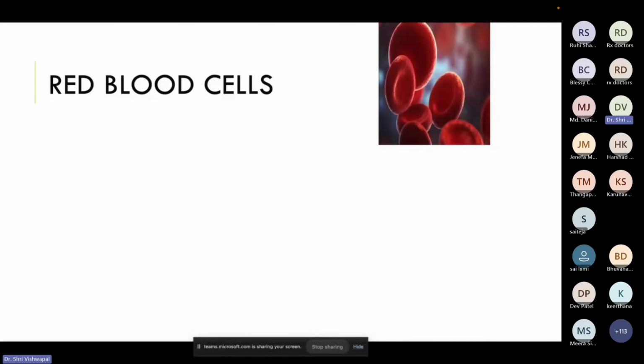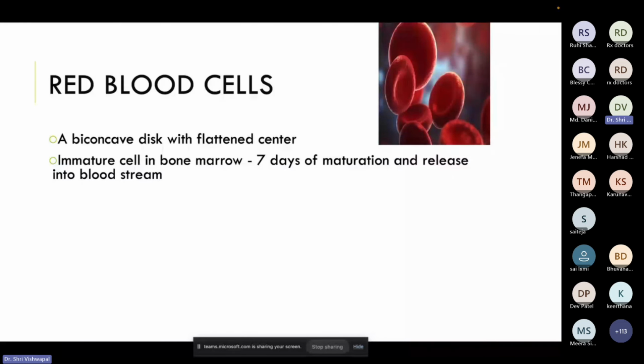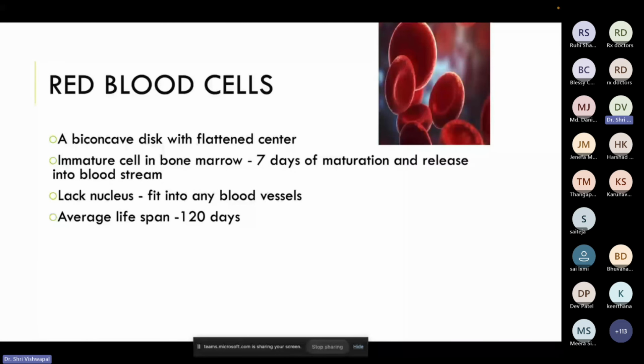The first one I would like to discuss is the red blood cell, RBC, which is the largest number of blood cells present in our body. Moving on to morphology, red blood cells are biconcave, a disc-like structure with a flattened center. You can see this image in the slide. The average lifespan of a red blood cell is around 120 days. It takes 7 days to mature inside the bone marrow, and after that it gets released into the bloodstream.